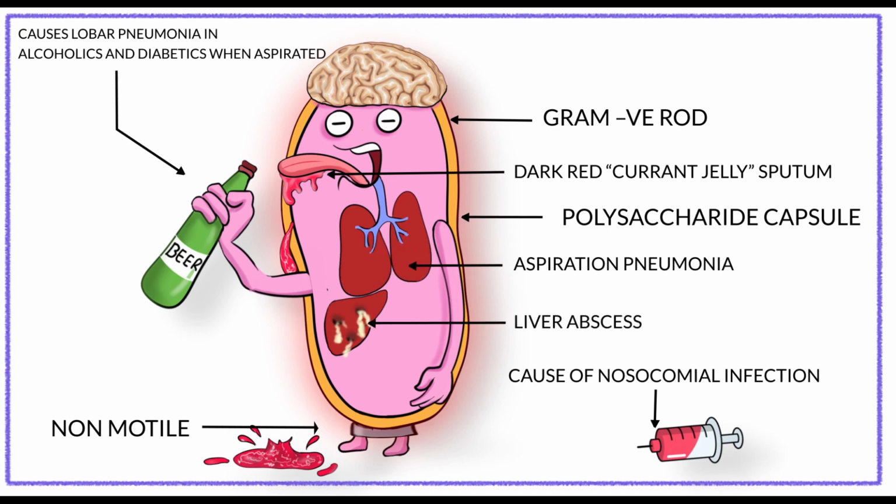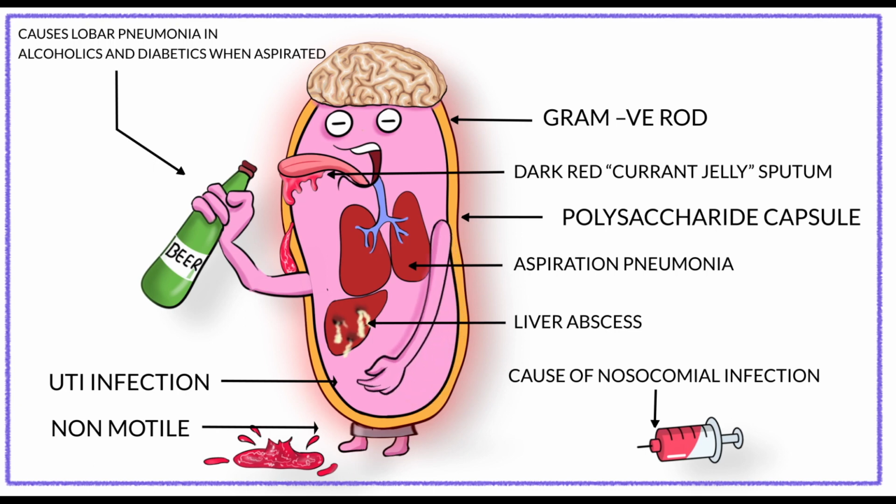Next point is UTI. Klebsiella can cause hospital-acquired UTI. Now this brain inflammation will help you to remember that it can cause meningitis. So those are 10 points you should remember for your exam.